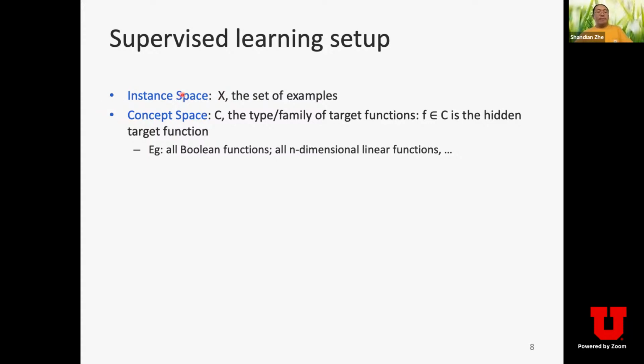Then we introduce the notation C to define the so-called concept space. What does concept space mean? It just means the type or family of the target function we want to learn from data. For example, if my target function is a polynomial function, then my concept space C is just the polynomial family of functions. If my target function is an exponential function, then my concept space C indicates the exponential family of functions. So you can imagine your target function is one member of your concept space.